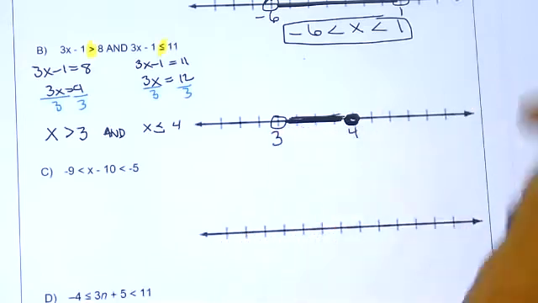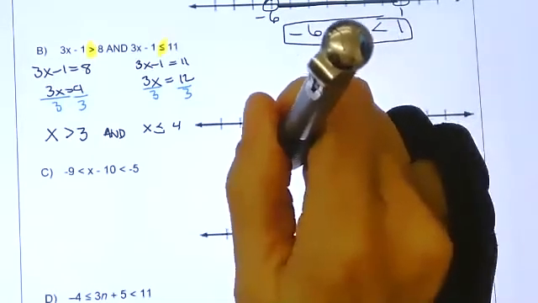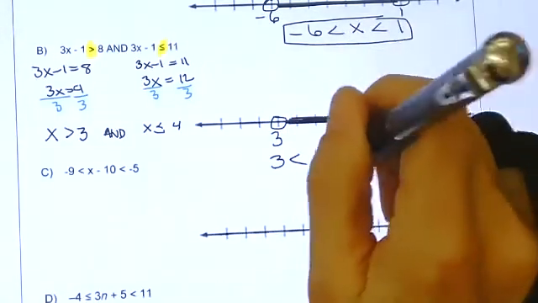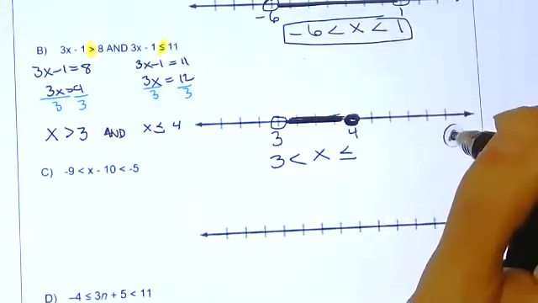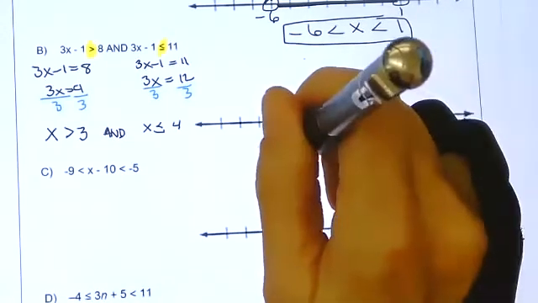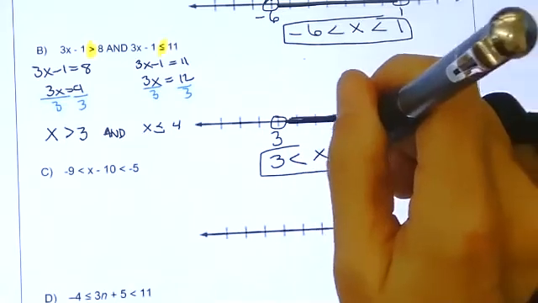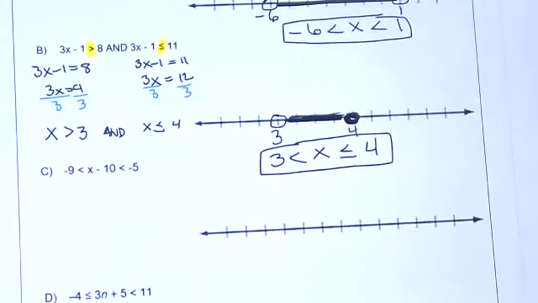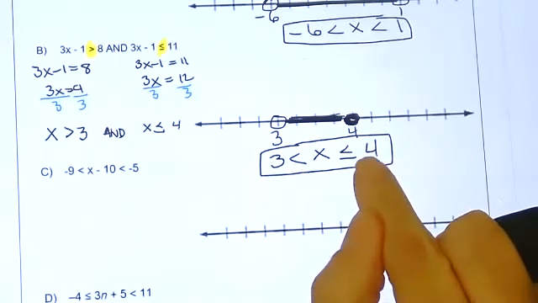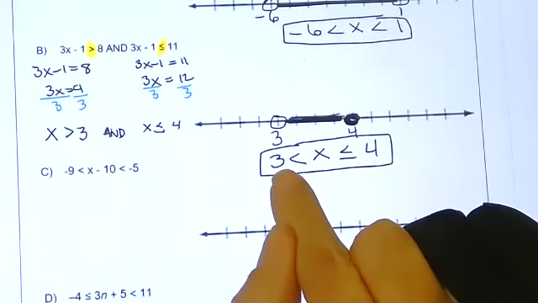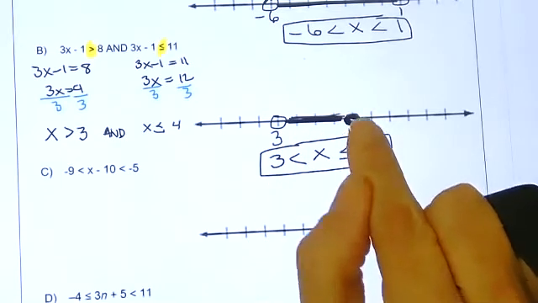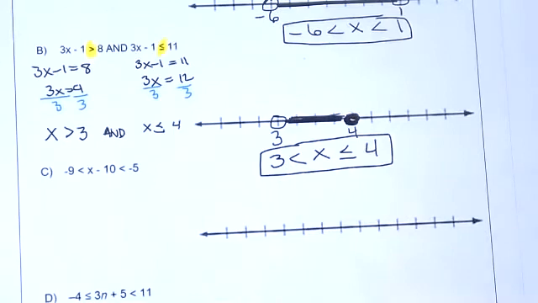Now let's read from left to right. I've got a 3, open circle, less than. I've got all my x's, closed circle, which makes less than or equal to 4. And again, that's a fancy way of saying x is any number between 3 and 4, including the 4. Doesn't include the 3. 3 is not a solution. 4 is one of the solutions. And every number in between is a solution.